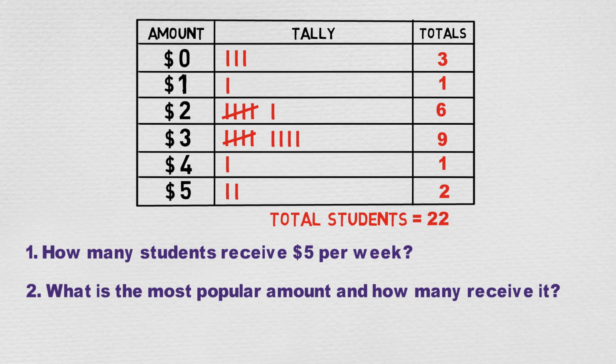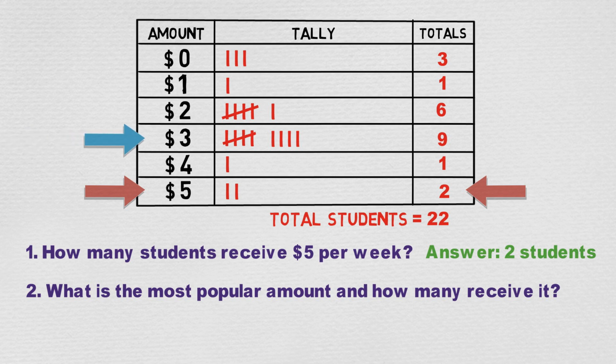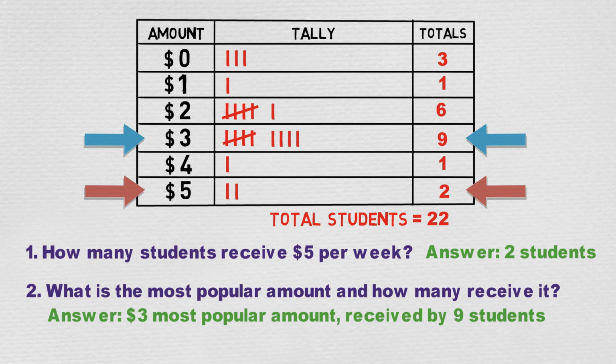The answer to question 1 is 2 students. The answer to question 2 is $3 is the most popular amount, with 9 students receiving that amount.